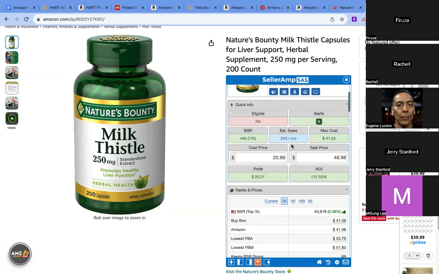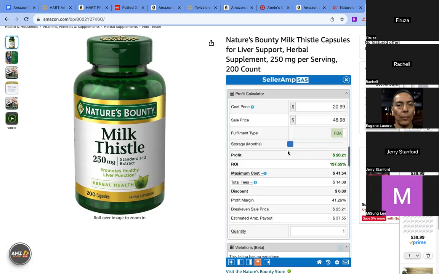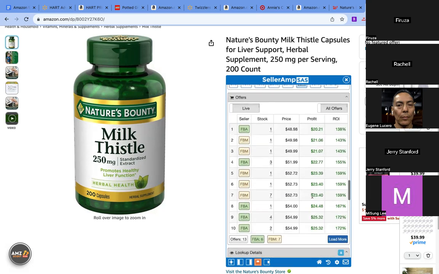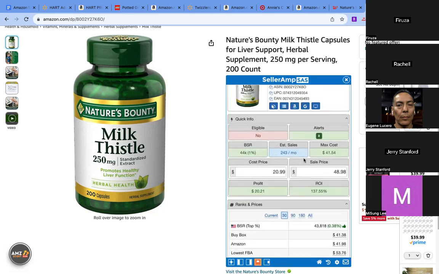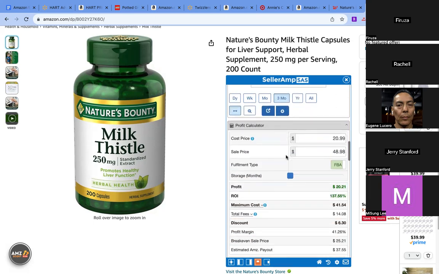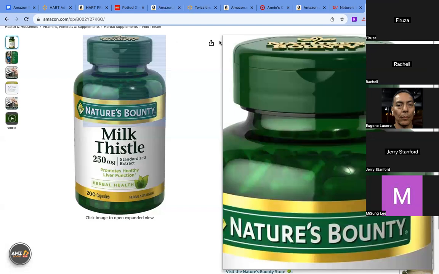So now this product is giving us 137% ROI. It's selling at 243 times a month. It's giving us a $20 profit per sale. And then on here, you guys are going to decide if you're willing to share 243 sales a month, right? With these other sellers right here with this much inventory. Would you guys do it? Let's see in the chat.